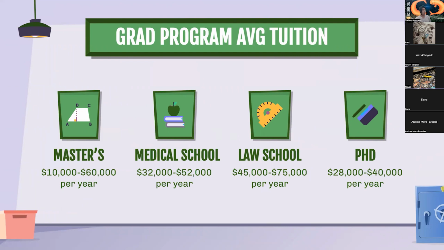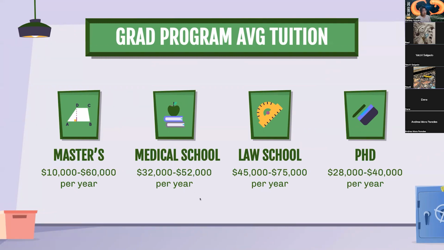And it's usually anywhere between 10 to 60,000, but you can see it can get really expensive depending on your major, right? And for example, public schools and private schools have a really big price difference as well. So that's why the range is so big. But yeah, that's an example of what a master's would cost.